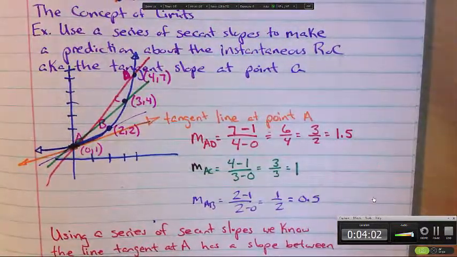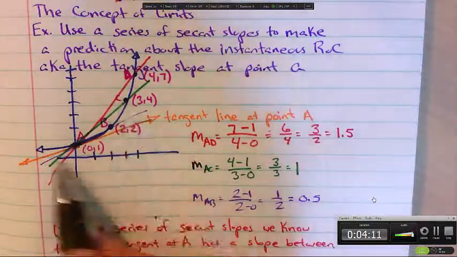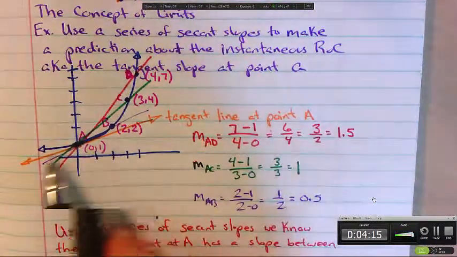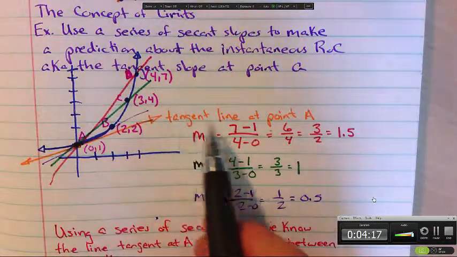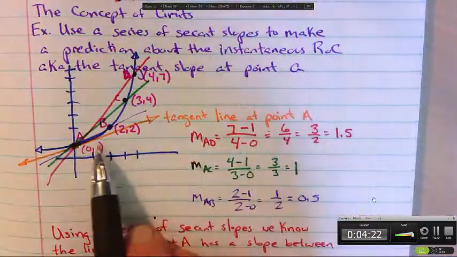Then we talked about the concept of limits. Limits use a series of secant slopes to make a prediction about the instantaneous rate of change, also known as the tangent slope at point A. So I have some function drawn here of made up points. We want to know what's the slope at A. So this orange line represents the tangent line at point A.